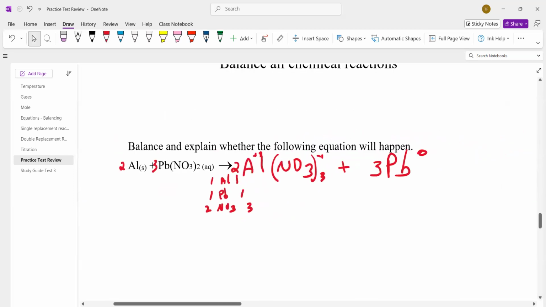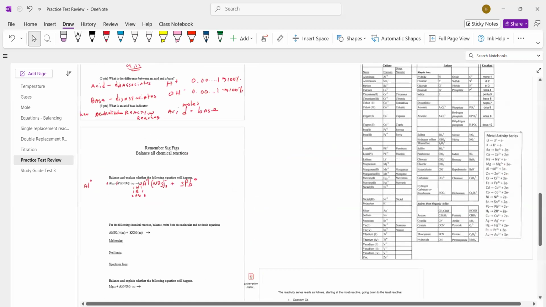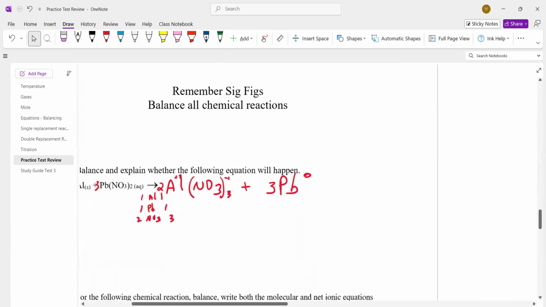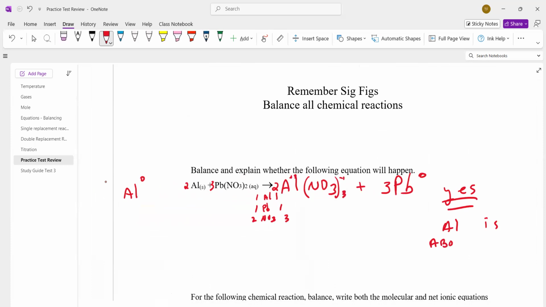There's two parts to that. Okay, so the next question is whether this reaction is going to happen or not. Is the aluminum above the lead? Well, let's go over here too. Okay, so here's aluminum. And where is lead? The aluminum's definitely above lead, so this reaction is going to happen. And why? Aluminum is above the lead.